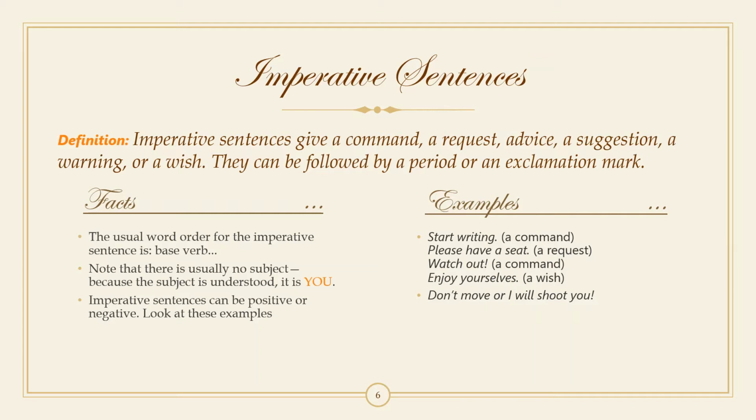And the next one is enjoy yourselves. Someone is wishing someone a good time. That's why it is said, enjoy yourselves. We know that an imperative sentence can also be negative. And look at this example. The police officer is warning the thief: don't move or I will shoot you. So this imperative sentence is an example of warning.